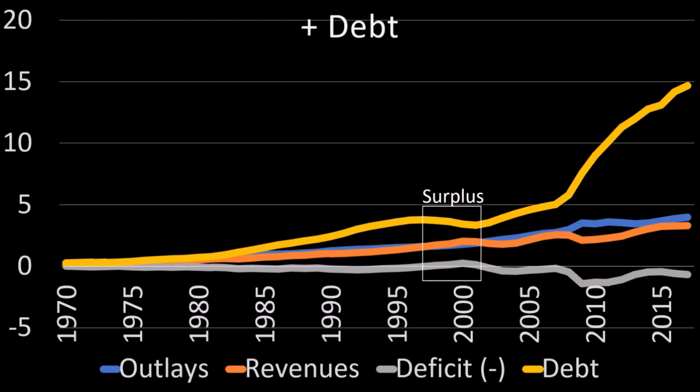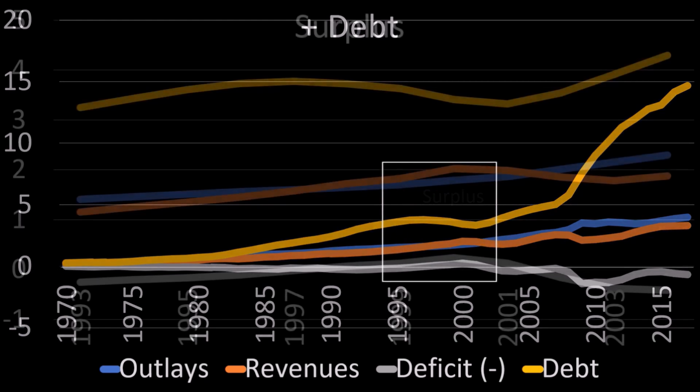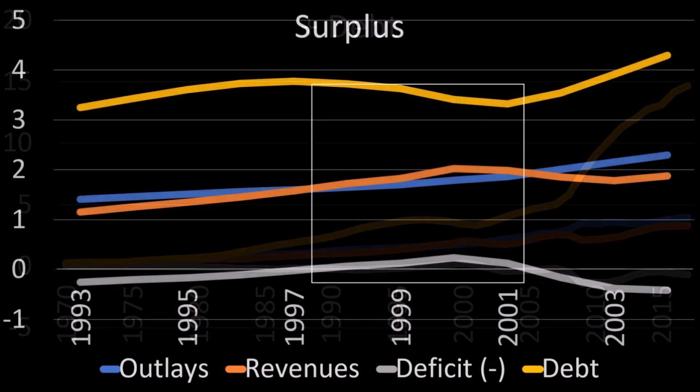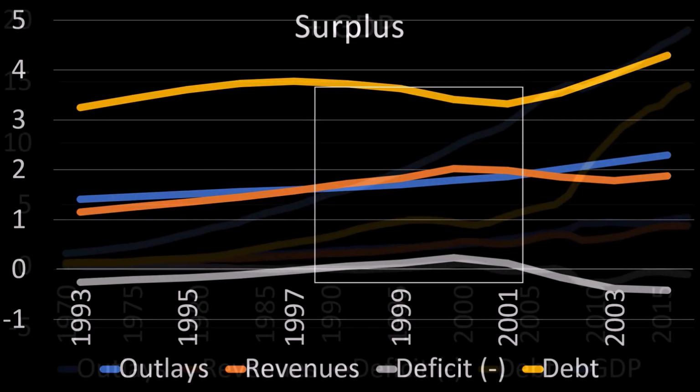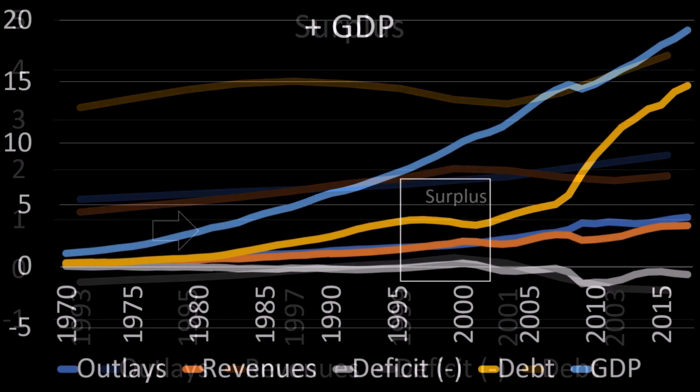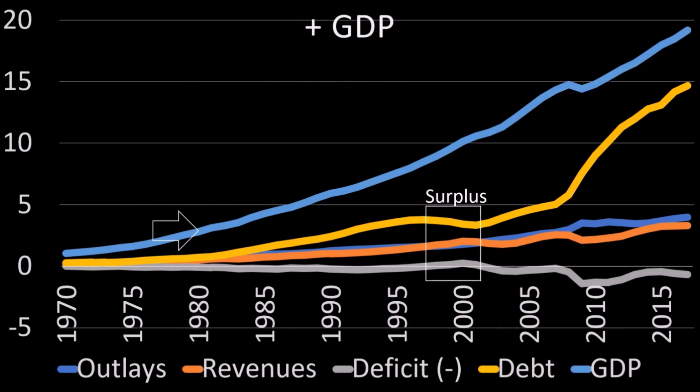There's this one little section here where the deficit was actually a surplus. Let's take a closer look at that. We had a surplus because we collected more taxes than we spent. So you can see the blue line under the orange line. That surplus was used to pay down the debt. And that's why the yellow line goes down slightly. That's the only surplus we've had in the past 50 years.